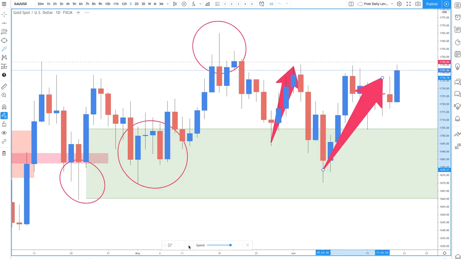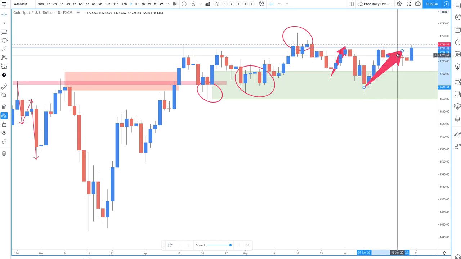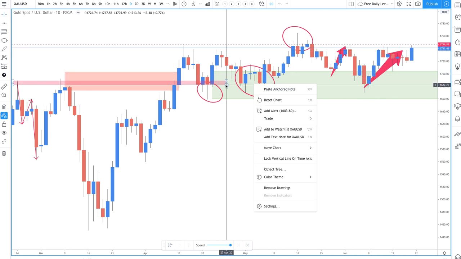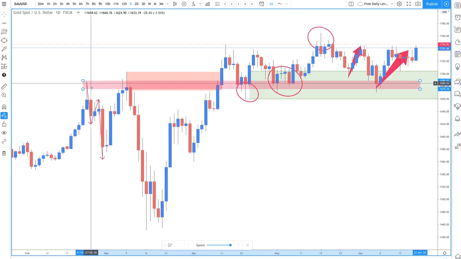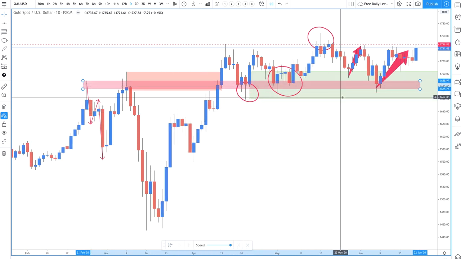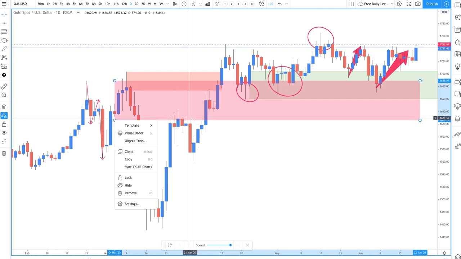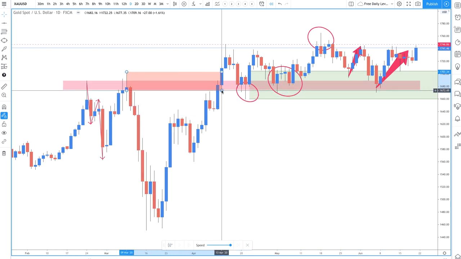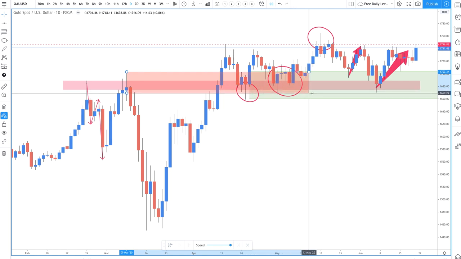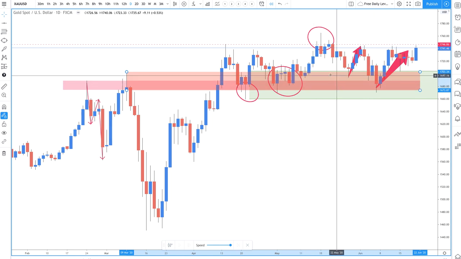where we are currently today, with the combination of what? Resistance turned to what? Support. So this was a past supply zone that had been projected into the future and is acting as what now? Support.